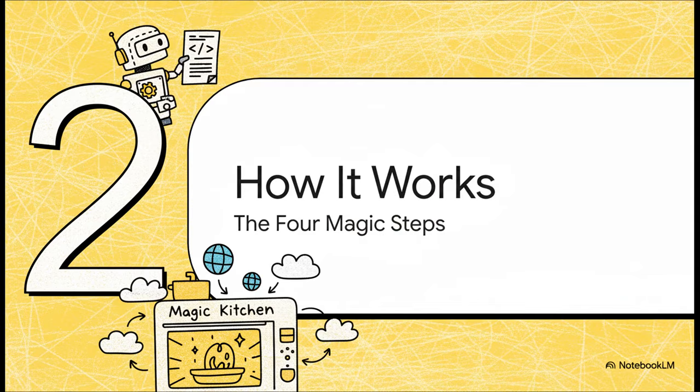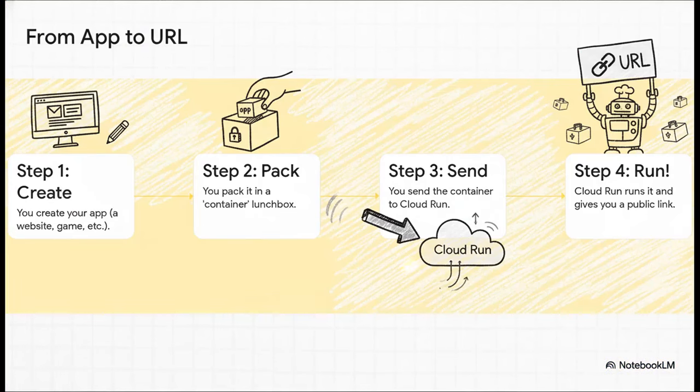Okay, so it sounds like magic, but how does it actually work? Well, it boils down to 4 super simple steps to get your app from your computer out to the entire world. It really is just 4 steps. Step 1, you build your app. Easy enough. Step 2, you pack it up into something called a container. Now, this is the really clever bit. A container is basically like a lunchbox for your app. You put everything it could possibly need inside, the code, any special tools, all the files. It's all packed in there, ready to go.